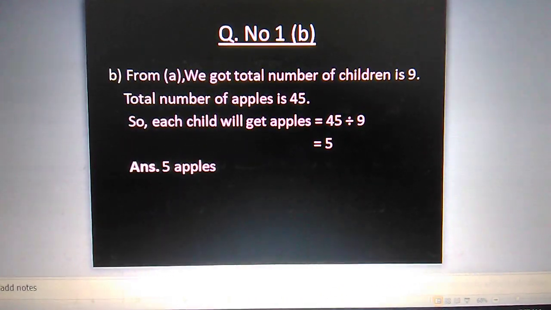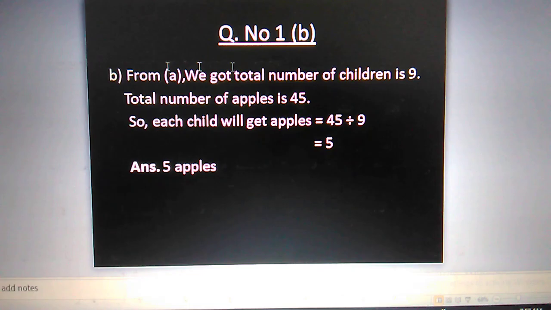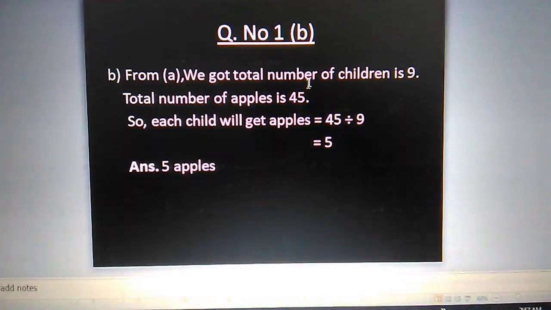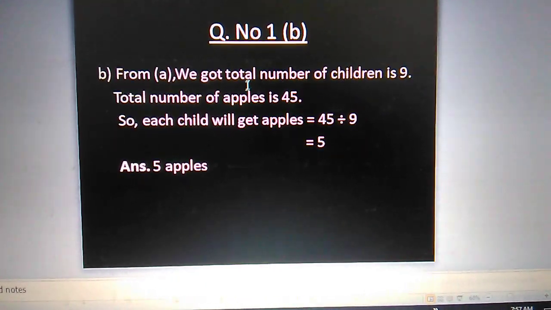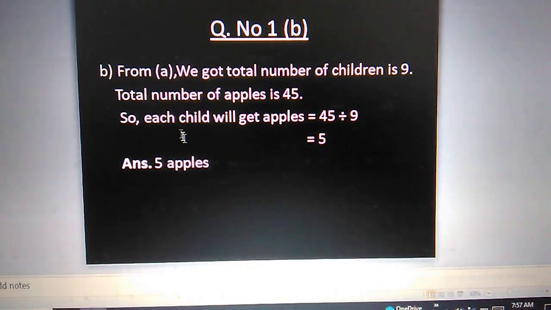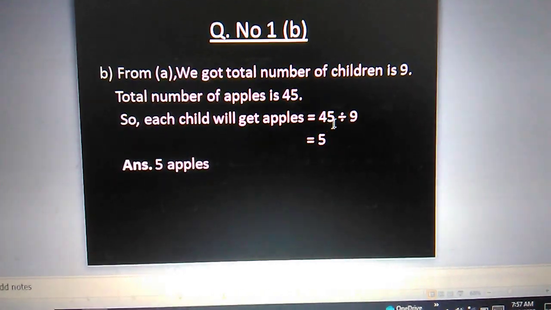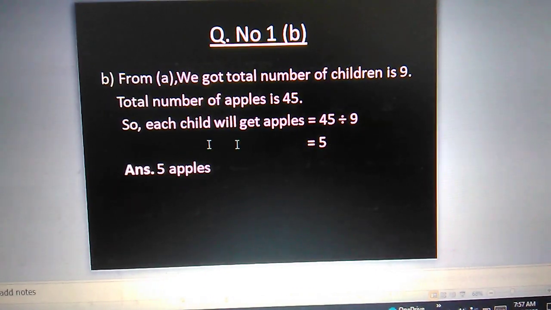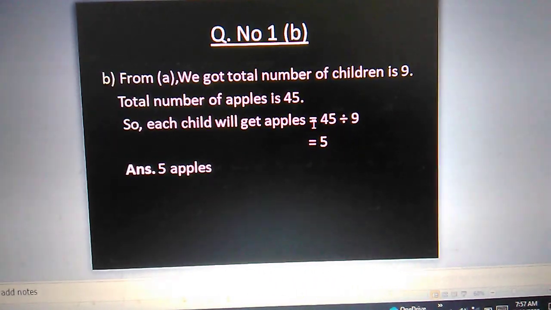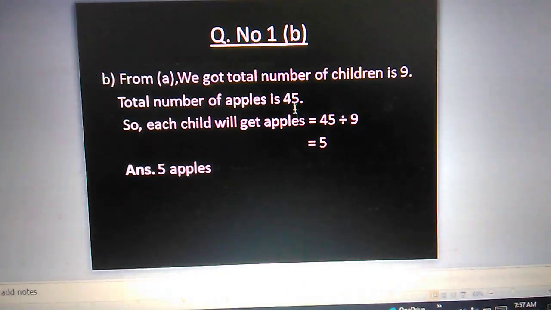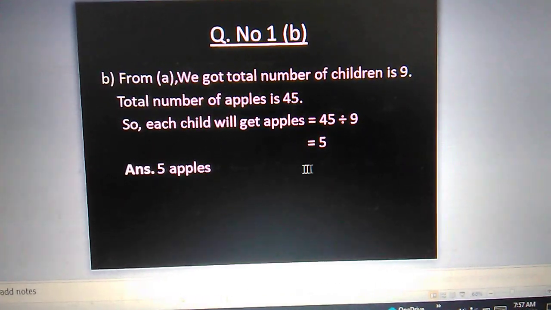So now go for question number 1B. From A we got the total number of children is 9. The total number of apples is given as 45 in our story. So each child will get apples: 45 divided by 9 equals 5. Answer: 5 apples. I told you earlier, the number of apples will be divided by the number of children. Then we'll get how many apples each child will get.